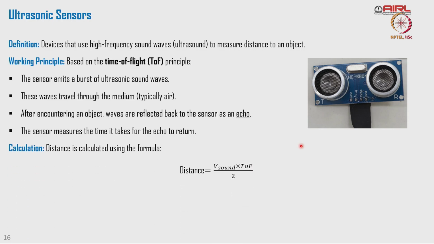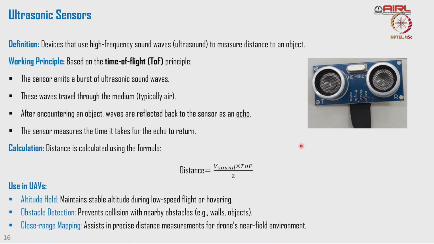How do you calculate the depth? The distance is the velocity of sound times the time of flight divided by 2. The echo gets reflected and travels back the same distance, so that is why we divide TOF by 2, and that will give you the distance. So we sometimes use ultrasonic sensors for altitude hold. They are very effective for indoor navigation where you have flat surfaces, or you can also use them for obstacle distance detection.